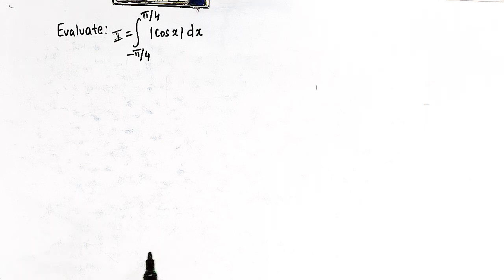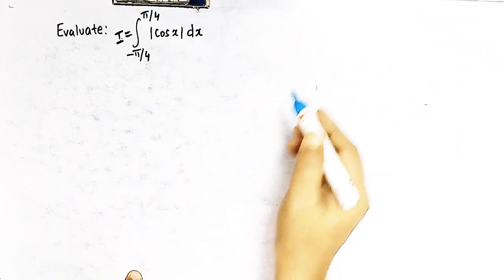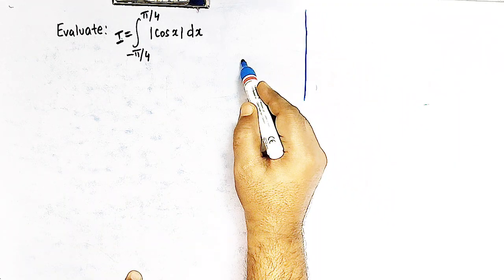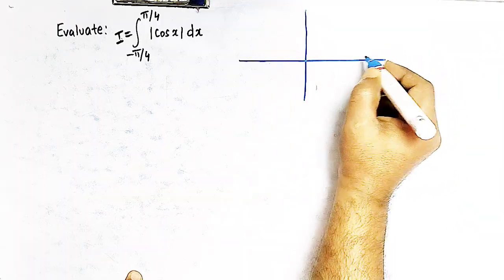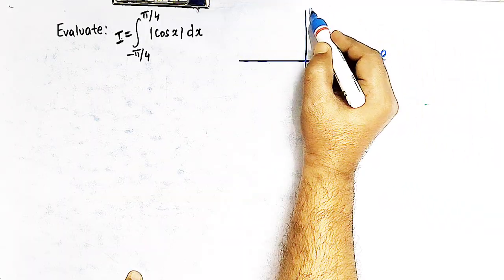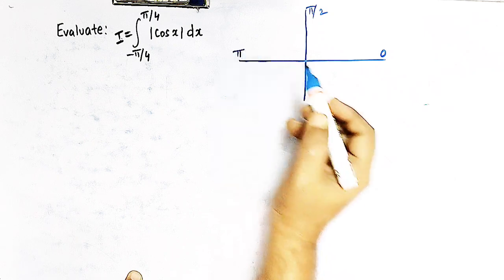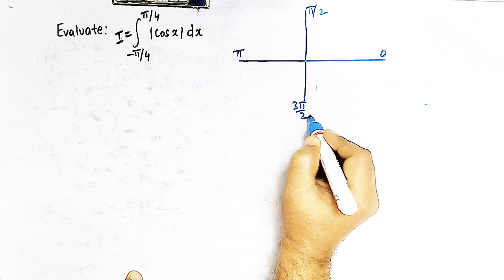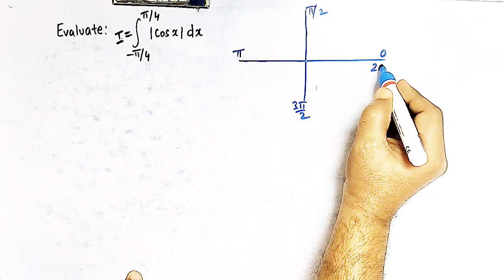of sign convention of cosine function in four quadrants, right? And moreover, we'll also make use of the definition of modulus function. So let us now first consider the sign convention of cosine function in the four quadrants. So here we have the four quadrants. Here we have 0, here we have pi by 2, here we have pi, then we have 3 pi by 2, and here we have 2 pi.